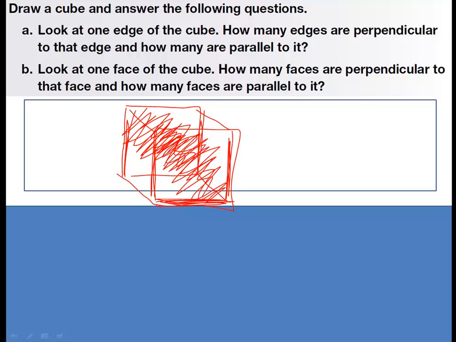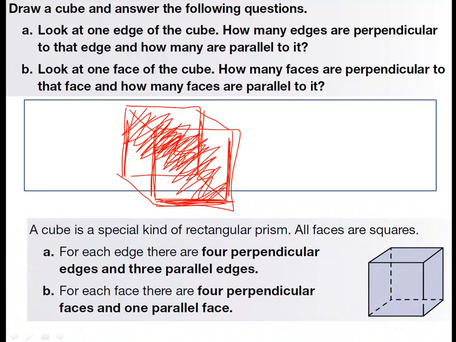How many edges are perpendicular and how many edges are parallel? And then do the same thing with the faces. All right, so for each edge, there's 4 perpendicular edges. I kind of drew those in for you. That was kind of cheating there, wasn't it? 3, 4. And there's 3 parallel lines. Here's the original one. Then here's 1, 2, 3 that are parallel.